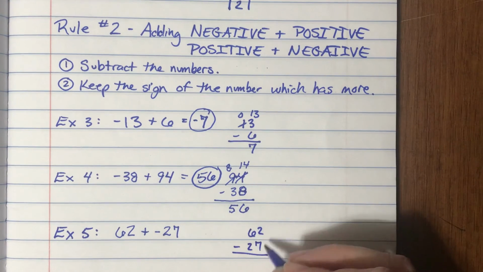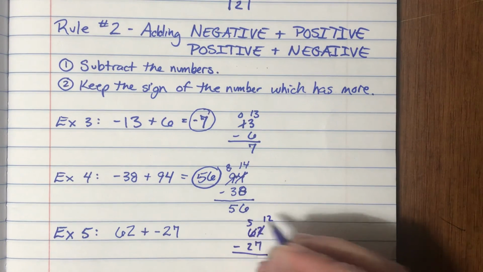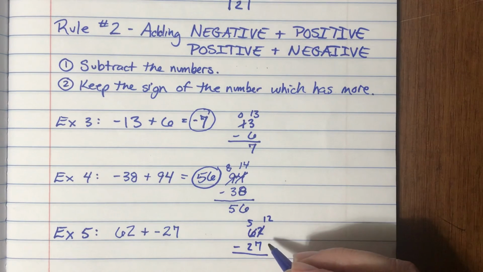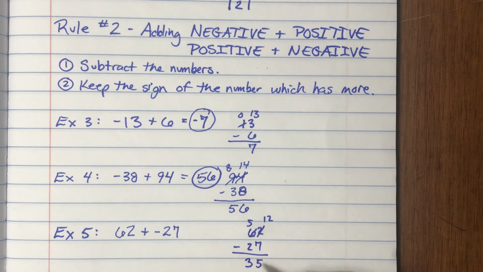You won't always have to borrow, but all of these problems we've had to. I'm going to have to borrow and get 12, and the 6 is going to be marked out, and that's going to make it a 5. 12 take away 7. That's 7, 8, 9, 10, 11, 12. That gives me 5. And then 5 minus 2 is 3. So my answer is 35.